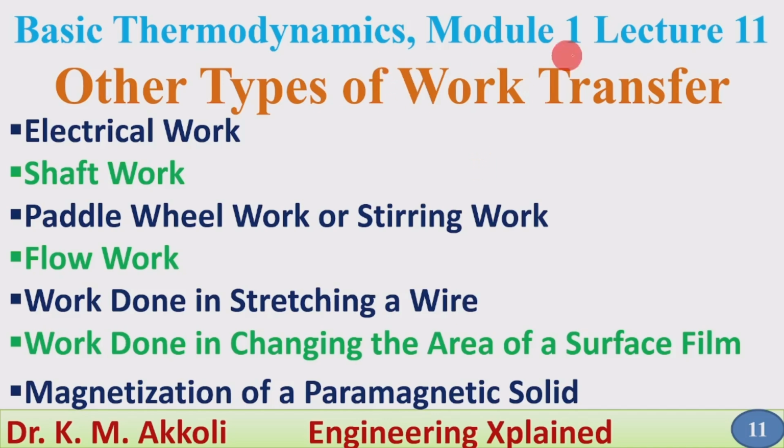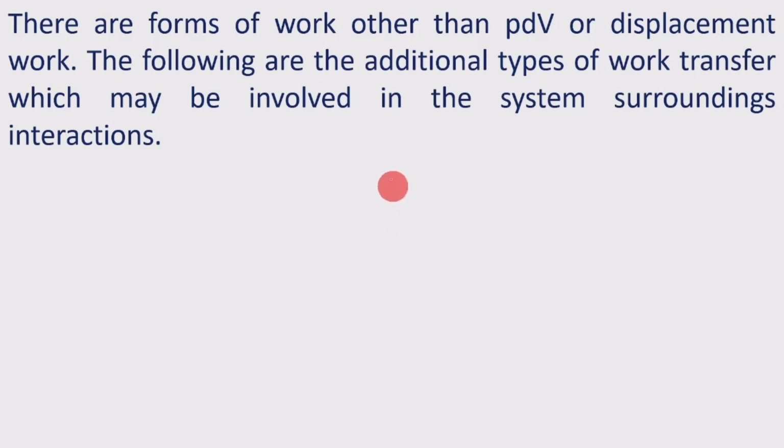This is basic thermodynamics module 1, lecture 11, which contains electrical work, shaft work, paddle wheel work or stirring work, flow work, work done in stretching a wire, work done in changing the area of a surface film, and magnetization of a paramagnetic solid. Here, there are forms of work other than PDV or displacement work. The following are the additional types of work transfer which may be involved in the system surroundings interactions.